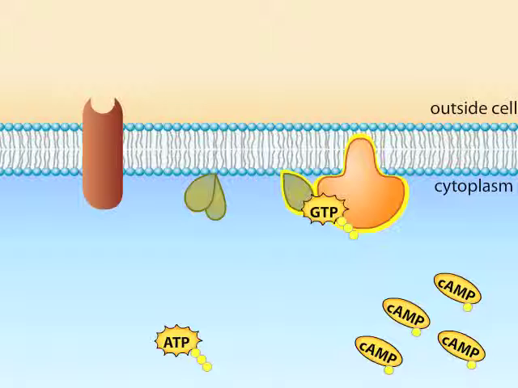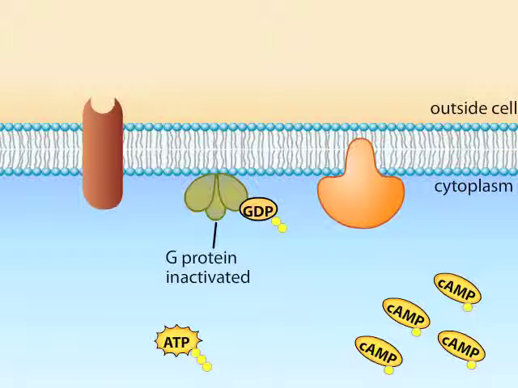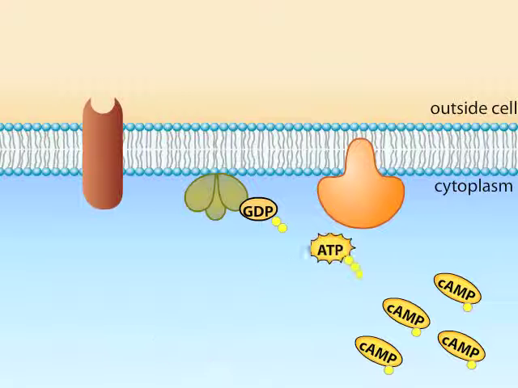second messenger. In response to an internal timer, the G protein soon inactivates itself by cleaving GTP, and the subunits reassociate. With the G protein no longer attached, the adenylyl cyclase deactivates and can no longer convert ATP into cyclic AMP.